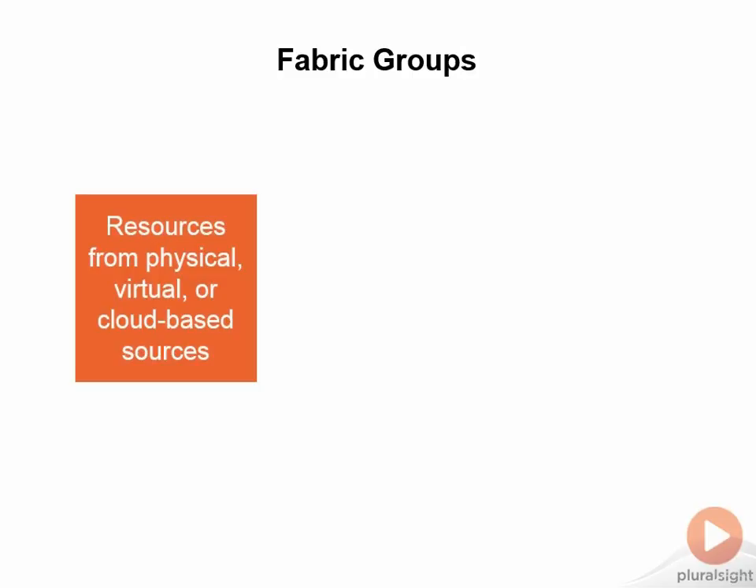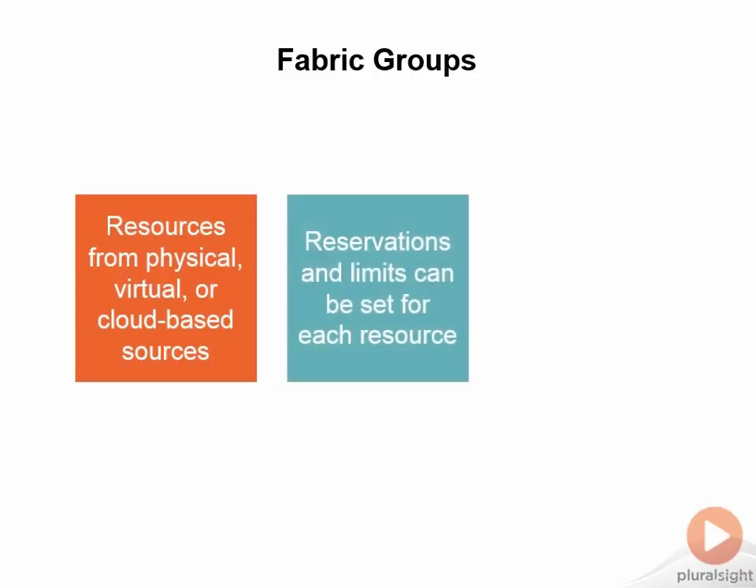It doesn't matter. The nice thing is we can actually automatically determine where to put things based on capabilities of those resources, maybe consumption models, so look at what is under provisioned or what has some space left. So the beauty of fabric groups is they're flexible and they support those different sources. To go along with that, you can set reservations and limits for each resource.